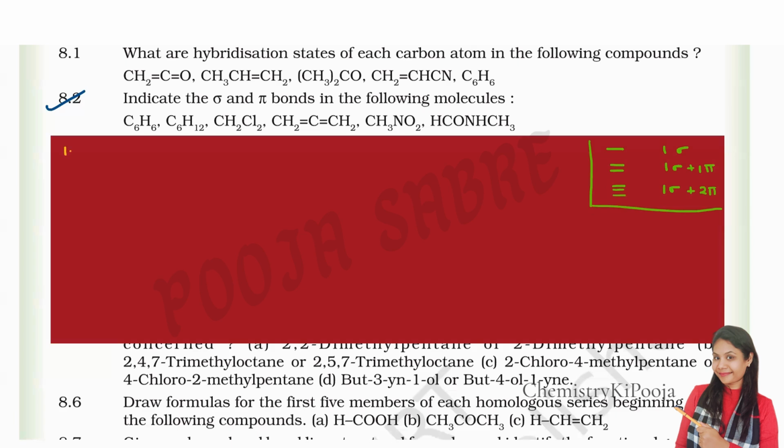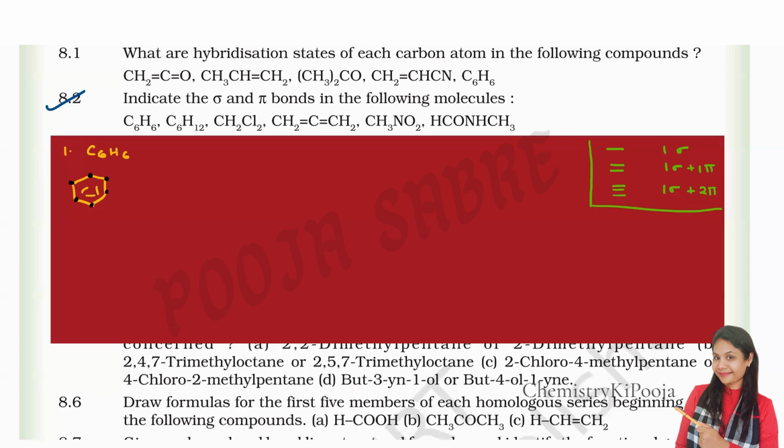Over here we have the first one, C6H6, right? So C6H6 is nothing but benzene. So I'm going to write down the structure of benzene. Now if I look at the carbon atoms, all the carbon atoms are the same, right? There are basically 6 carbon atoms. Now, how many carbon-carbon sigma bonds do we have? There are a total of 6 carbon-carbon sigma bonds, right?